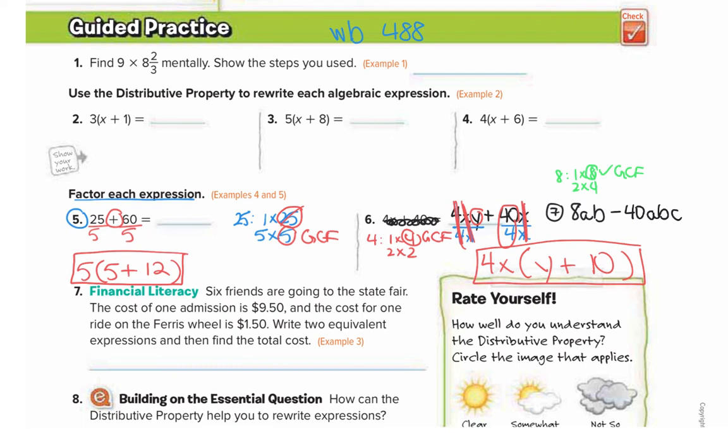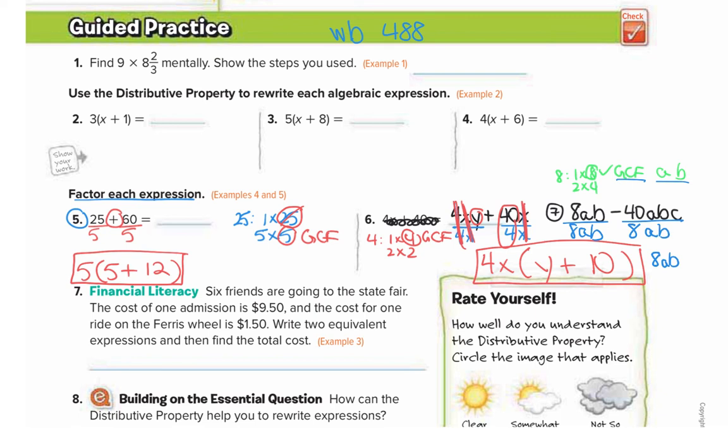Now let's see if there are any letters in common. There's an A in common, and there's a B in common for both parts of the expression. This part has an A and a B, this part has an A and a B. So A and B are going to be part of our greatest common factors. So outside our parentheses, we're going to have an 8 and an A and a B, because 8 is the GCF, and both parts of the expression share an A and they share a B. So we have to divide out the GCF and any letters they have in common.